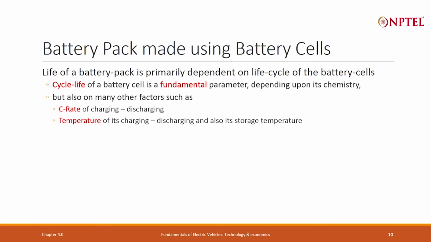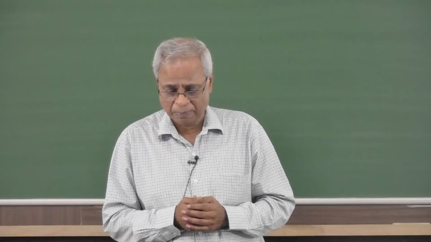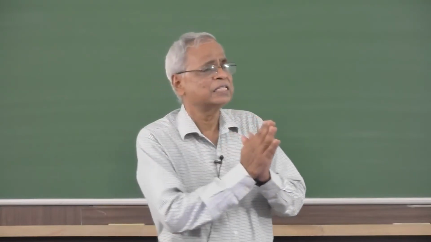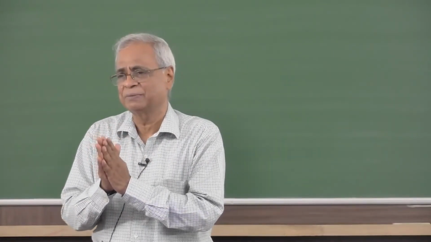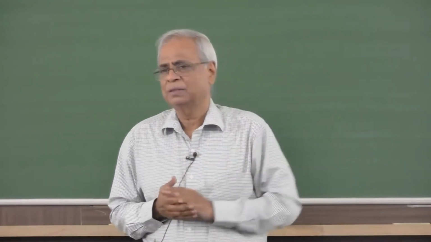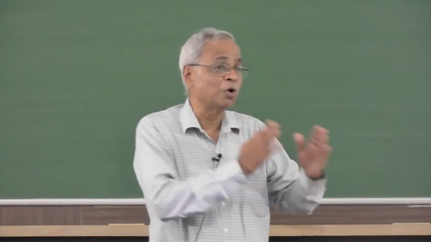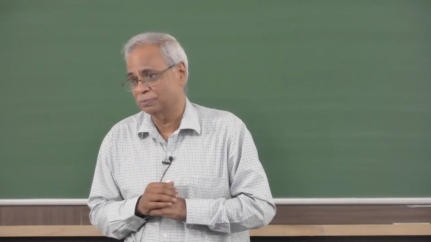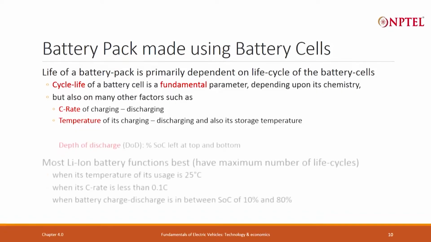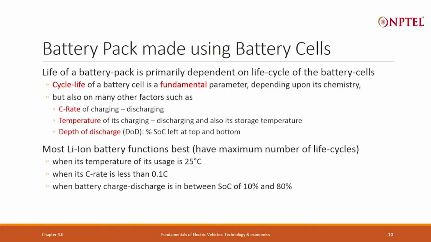But then I talked about how it is not an absolute number. The life of a cell depends on the rate at which it is charged and discharged, so the C rate of charging. It depends on the temperature at which it is charged and discharged. I had talked about how 25 degrees centigrade is the best temperature for lithium ion batteries. If you charge it higher, the cycle life goes down. If you charge it lower, the cycle life goes down. It will also depend on the C rate. Depth of discharge: if you try to use 100% depth of discharge, the battery life will go down significantly. So you tend to leave something at the top and the bottom, and that improves the life of the battery.